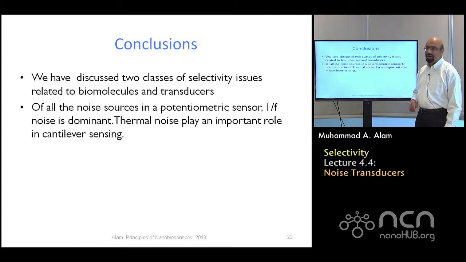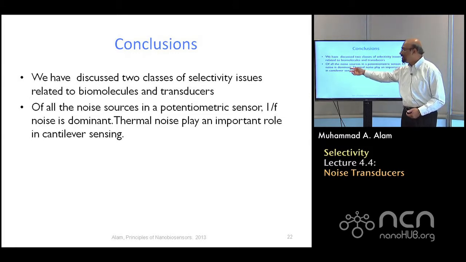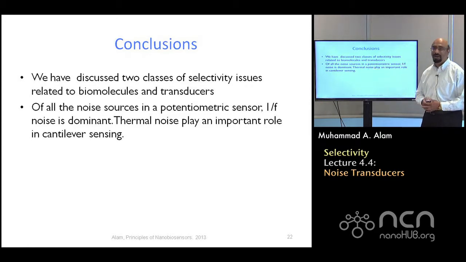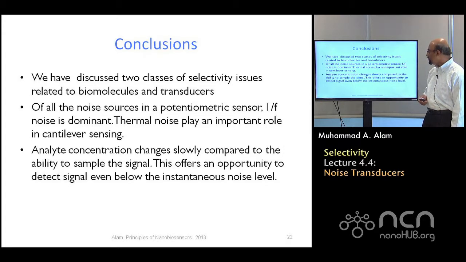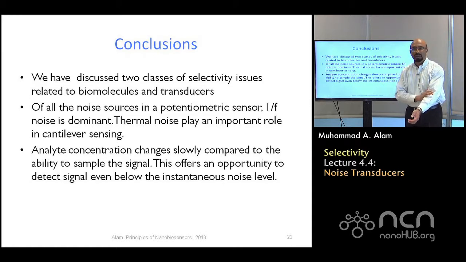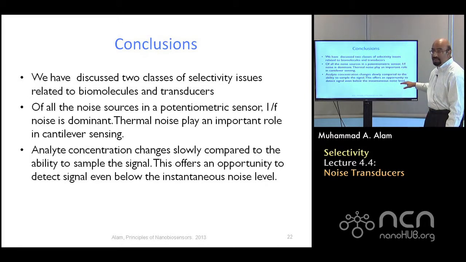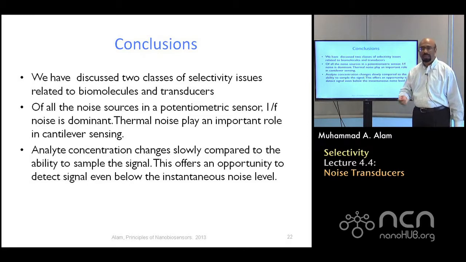On the other hand, thermal noise, this white noise, plays a very important role in the cantilever sensing because after all, there is no trapping, detrapping. So in that case, this is not present, and in its absence, the thermal noise becomes very important. Now, because the analyte concentration generally, in a fluid flow in our blood, how frequently is the glucose concentration going to change, right? It's not going to change every second, hopefully. And if it sort of stays on a 1 minute, 2 minute length scale, then you can take many, many samples. And in that case, you can improve the signal to noise ratio considerably, and you can detect very minute signal levels.